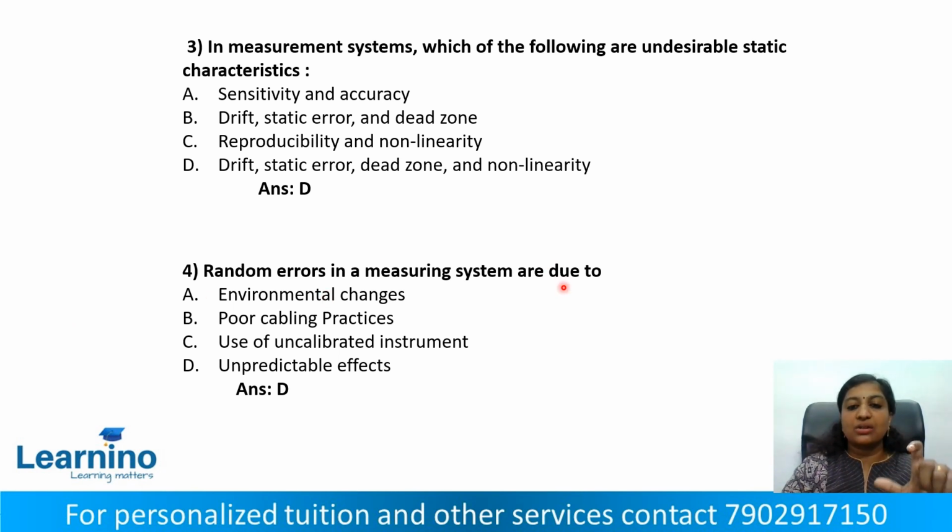Question number 4. Random errors in a measuring system are due to. Environmental changes, poor cabling practices, use of calibrated instrument, unpredictable effect. Random errors occur because of unpredictable effect. Okay.